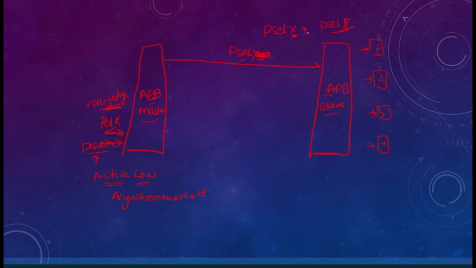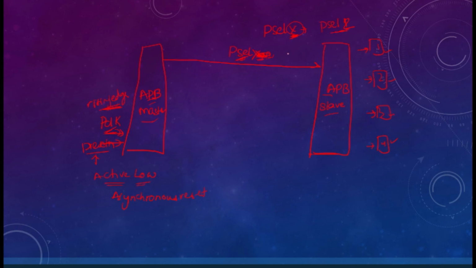So in this way, based on the x value, the selection of the slave is being done. Clear? So that is what p select x is. In some protocols you will see it as p select n, or p select x. So x denotes which slave is to be selected. If there is only one slave and one master, then that is just p select without any x. Got my point? This is about the p select.